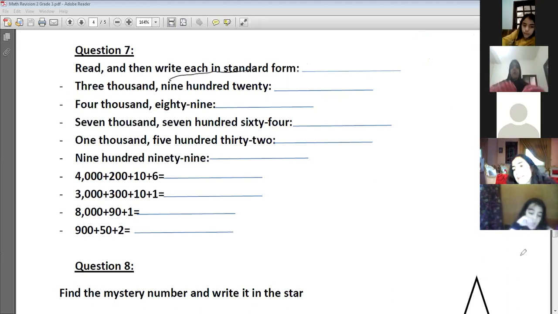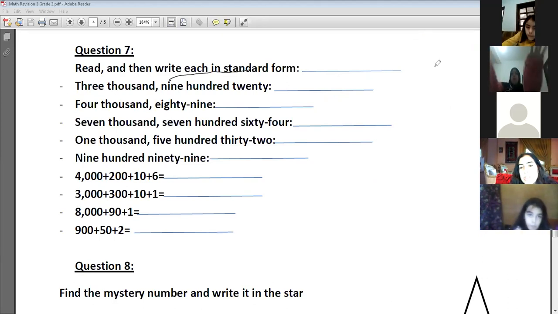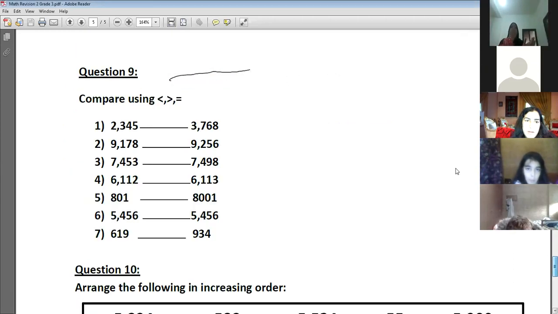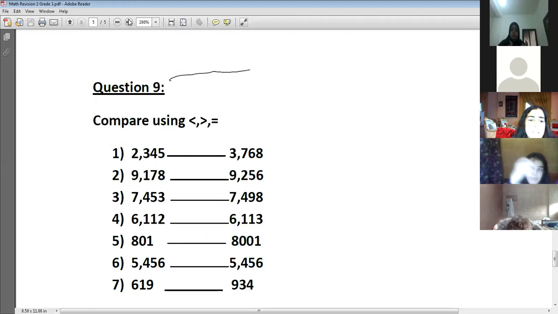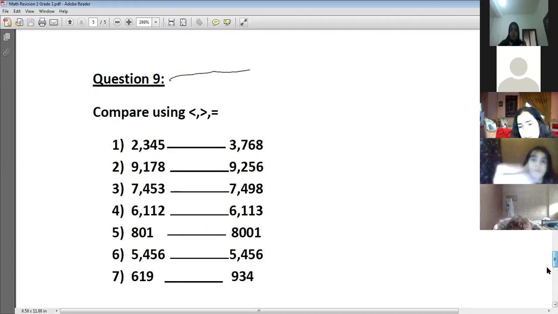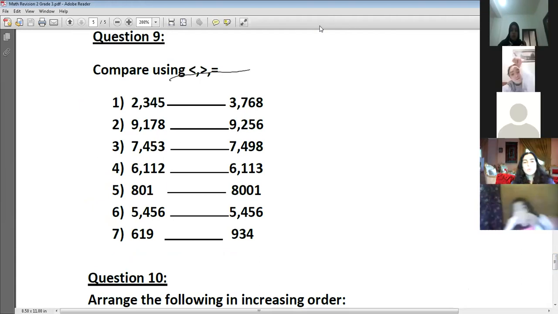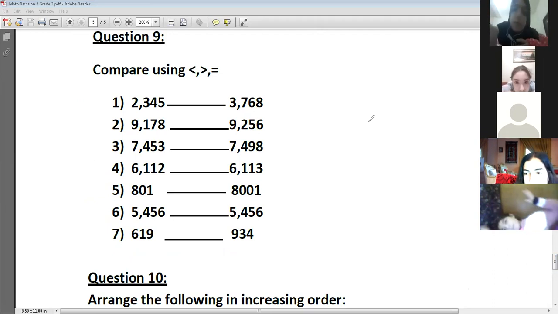Okay, great. Let us continue. We still have 1 page from the worksheet and we will finish. Let me zoom it. Now, this is a question all of you will solve. Okay? Yalla, Malak. Solve the first one. Compare using less than, greater than, and equal.